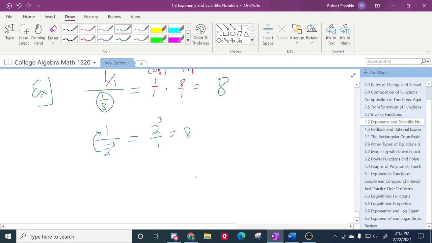All right, so the homework is 1.2, and are there any questions?